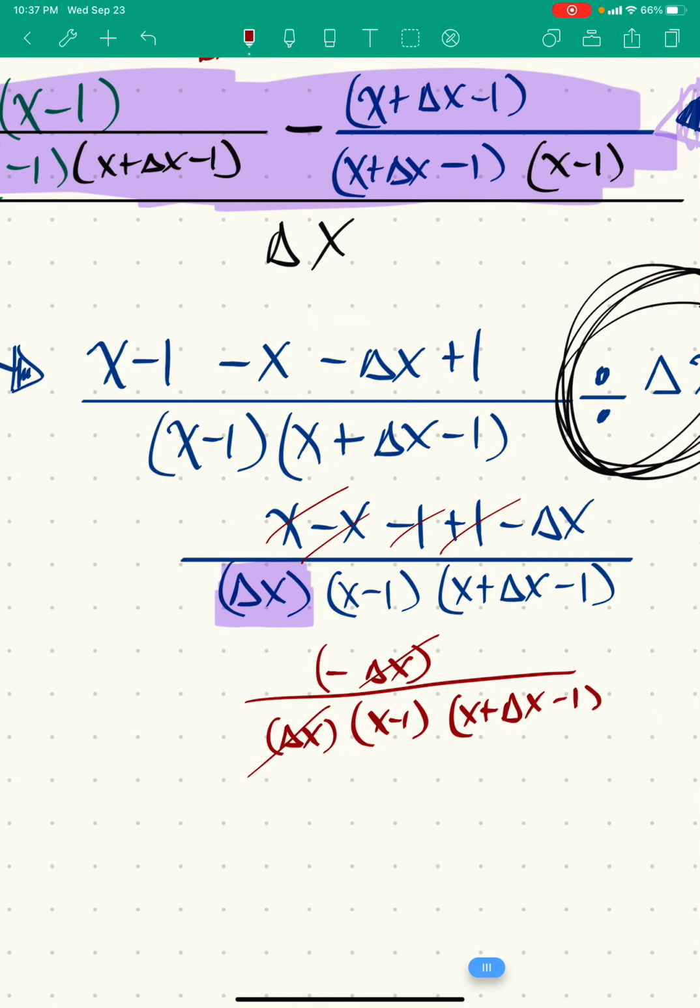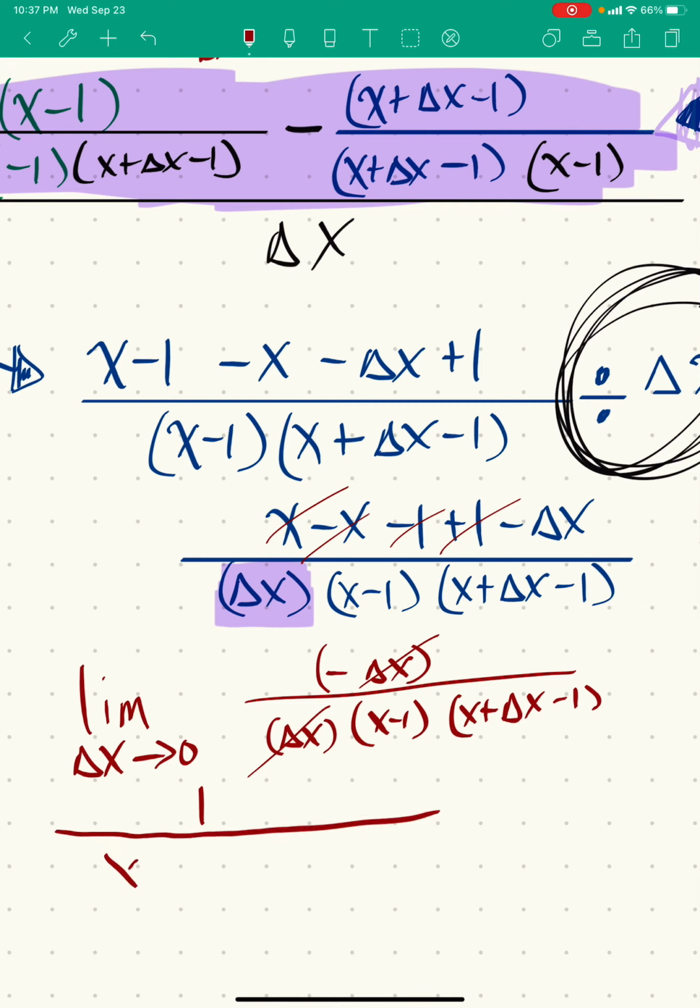And now let's make it a limit. So we're finding the limit as delta x goes to 0, which will give me 1 over x minus 1 times x plus 0 minus 1. And when we simplify our work, that's going to be 1 over x minus 1 squared.